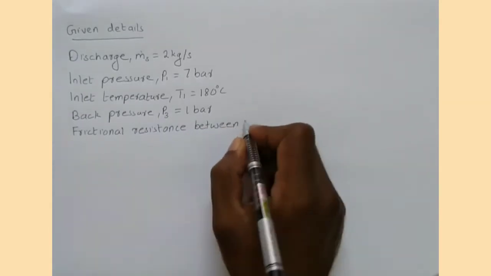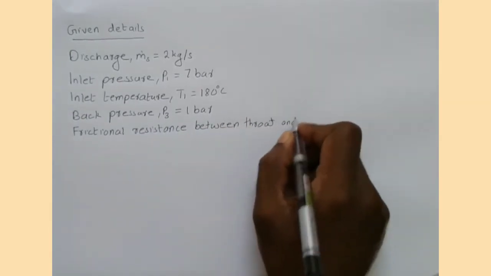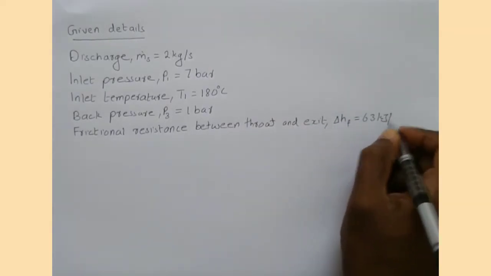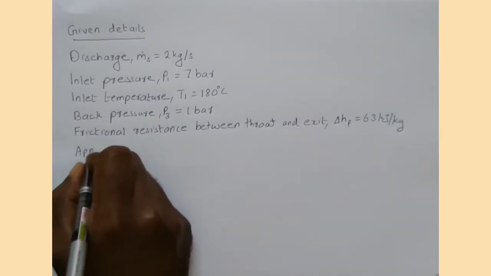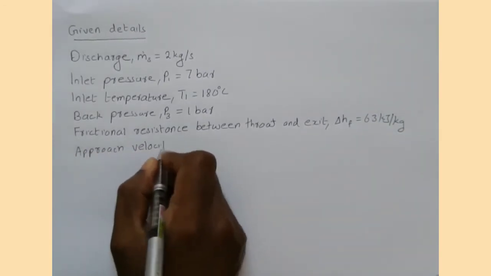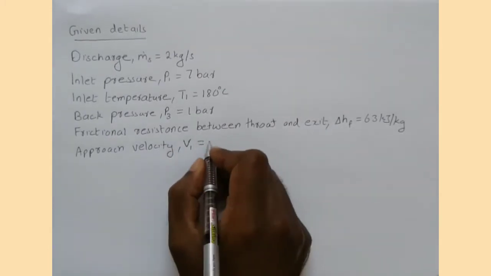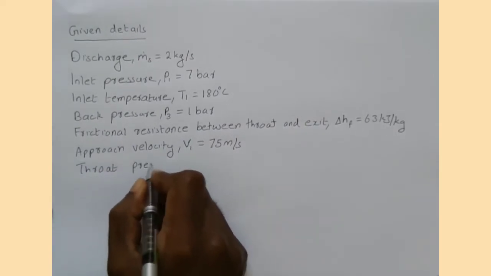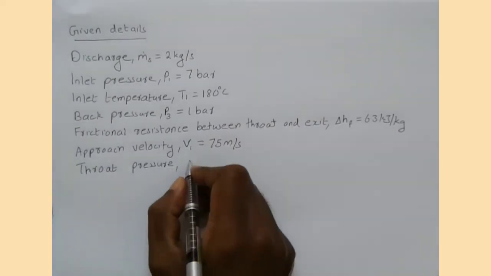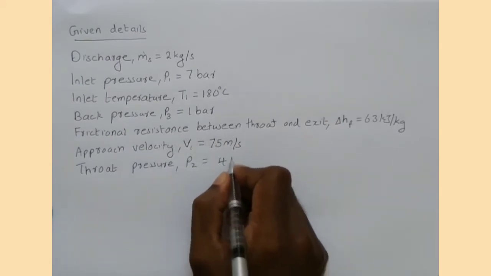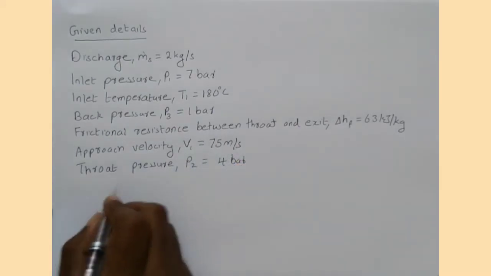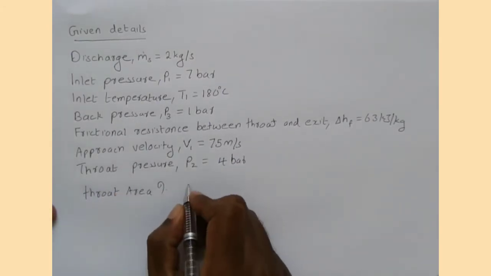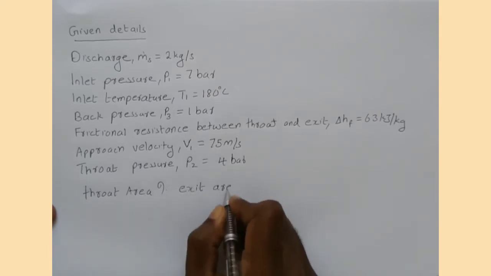The frictional resistance between throat and exit is given, that is delta HF equals 63 kJ per kilogram. Approach velocity is given, which is V1 equals 75 m per second. Throat pressure is given, which is P2 equals 4 bar. We need to find the throat area, exit area and the overall nozzle efficiency.